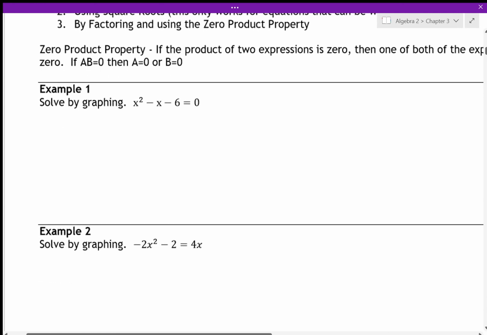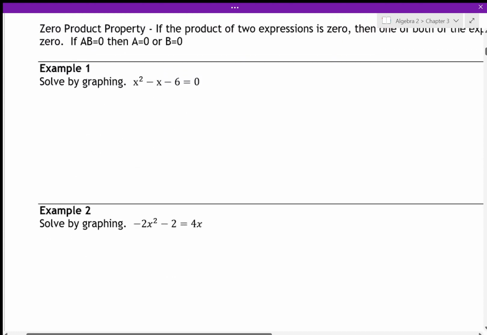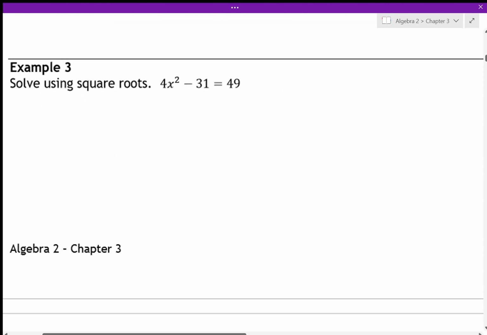Example 1 and example 2 deal with graphing. We'll want to do those in class with a graphing calculator. We could do them by hand, but they end up getting a little ugly sometimes, so we're just going to do it with a graphing calculator. Example 3, we're going to solve using square roots. We can use square roots here because we only have the quadratic term there. There's no linear term, right? There's only one spot where there's x's, and the x's are squared.